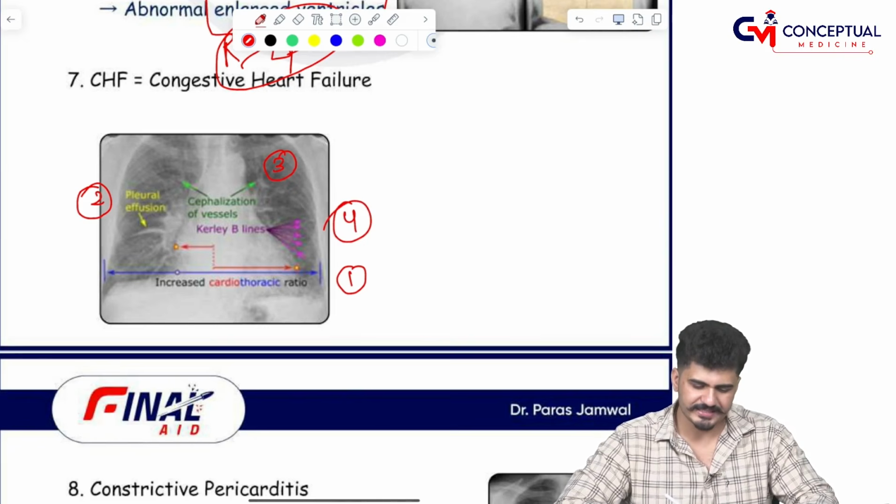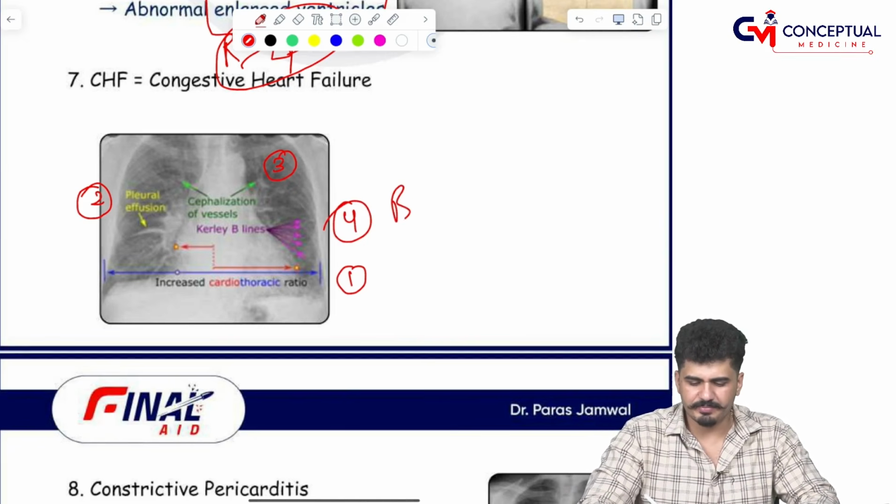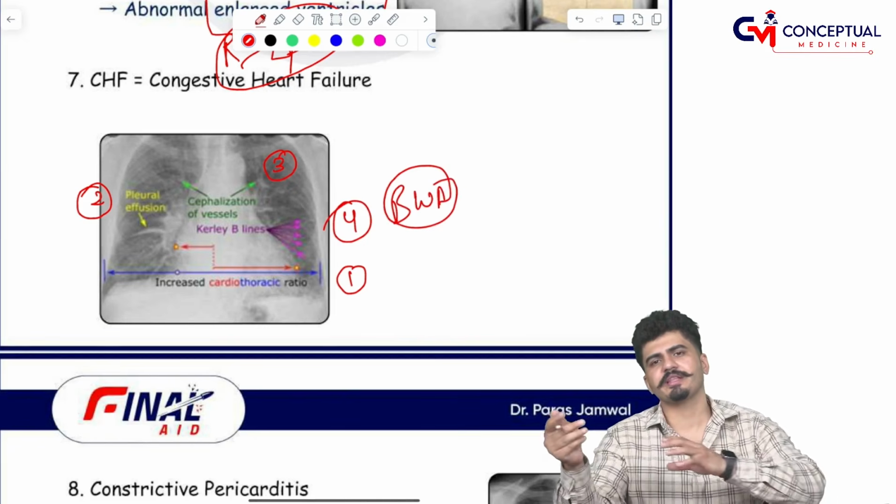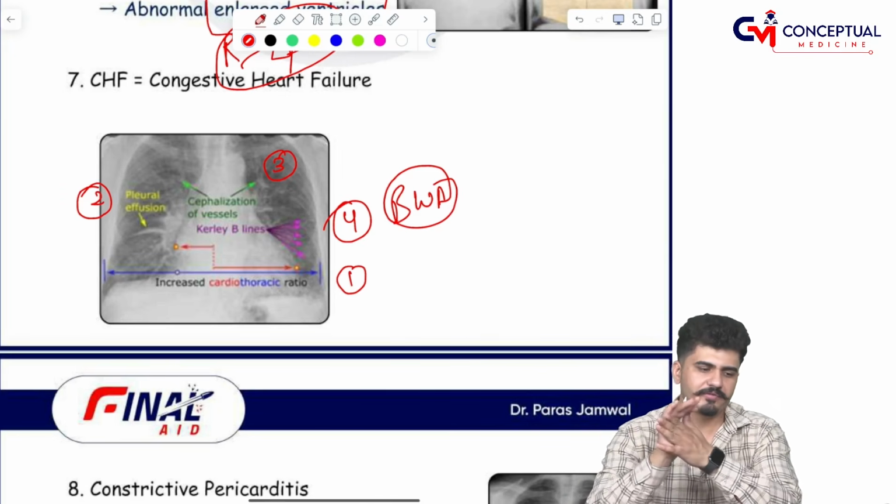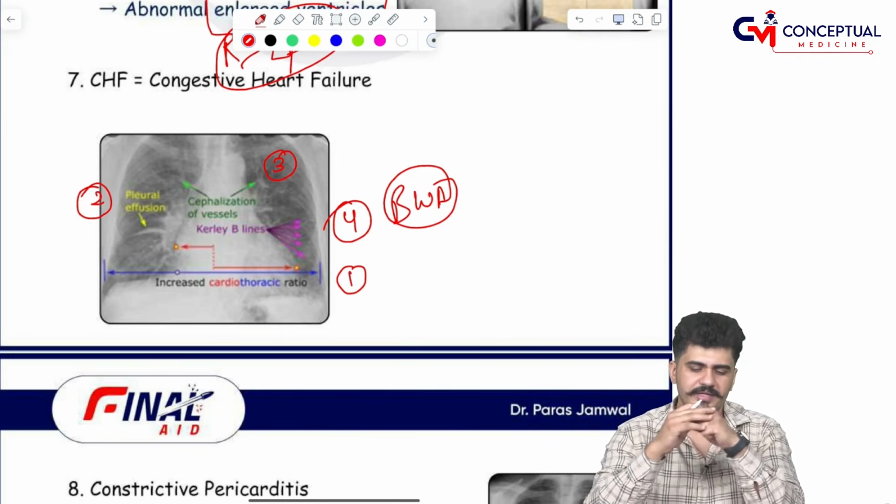Also, bat wing appearance, yes, we see. Bat wing appearance in congestive heart failure, acute congestive heart failure, chronic congestive heart failure, that we are going to study in the medicine topic, sir.